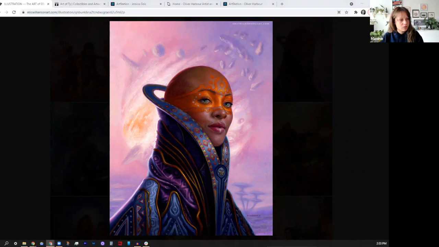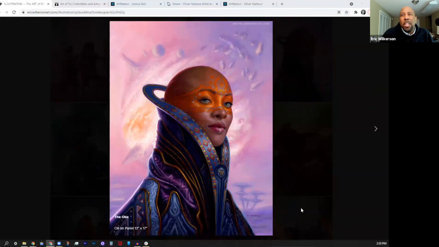Whoa. So that's an oil painting. It's 13 by 17 inches, so it's small. But yeah, that one painting is partially the reason why I live in this house.